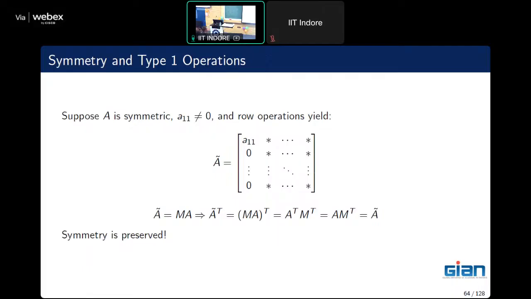So with all this, if A is a symmetric matrix and you are doing row operations, then you can say that A tilde transpose equals A tilde. Symmetry is present. If it is symmetric, and you multiply with the elementary matrix, it will also be symmetric. Okay.